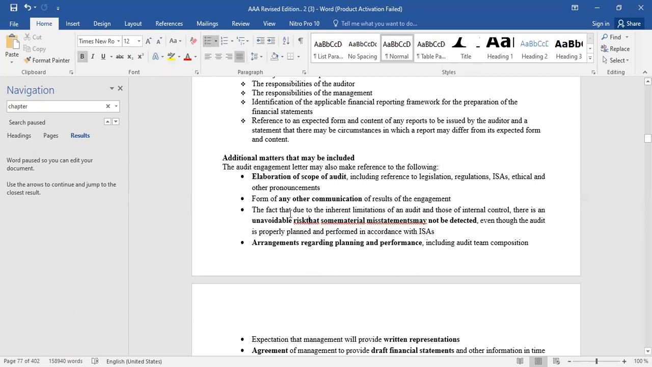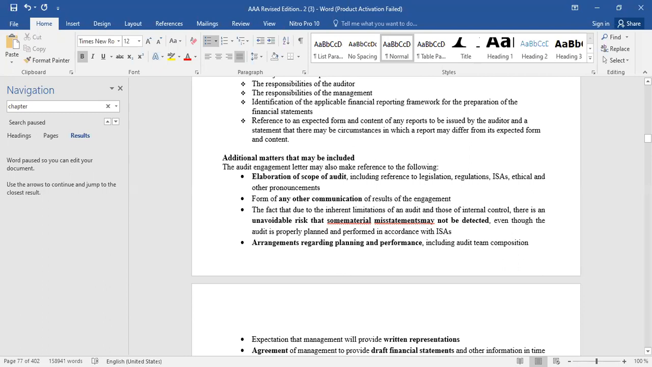Another thing is the fact that due to inherent limitations of an audit and of internal control, there's an unavoidable risk that some material misstatement may not be detected, even though the audit is properly planned and performed according to ESA standards. You can also include that. Arrangements regarding planning and performance.